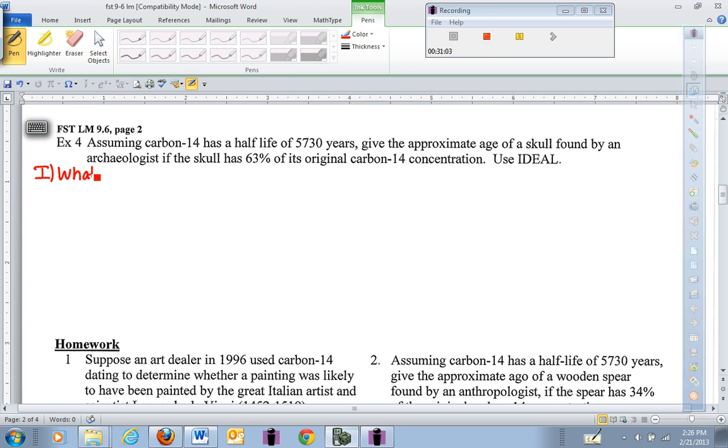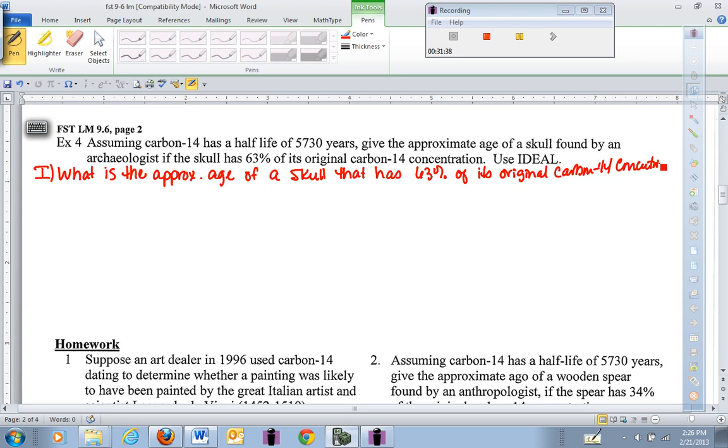Okay. What is the approximate age, right, of a skull that has 63% of its original carbon-14 concentration? That's the question mark on there.